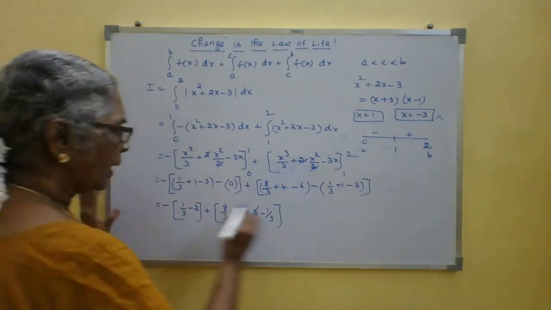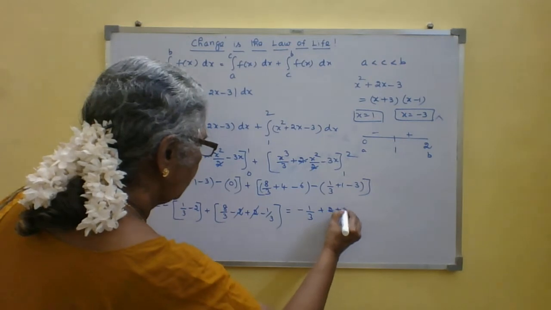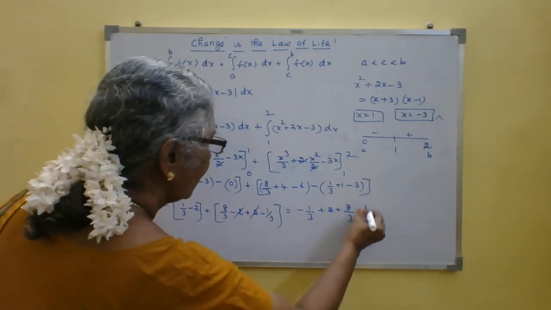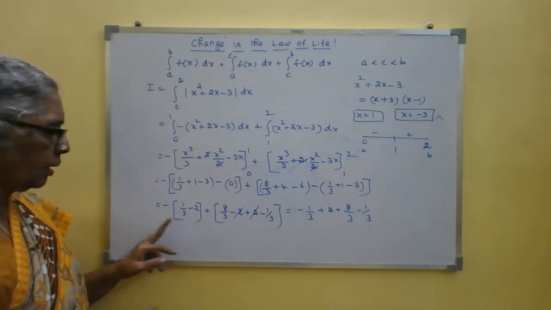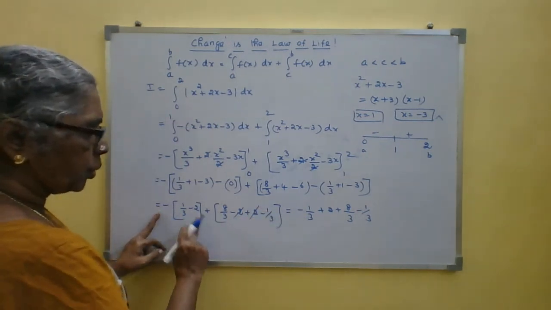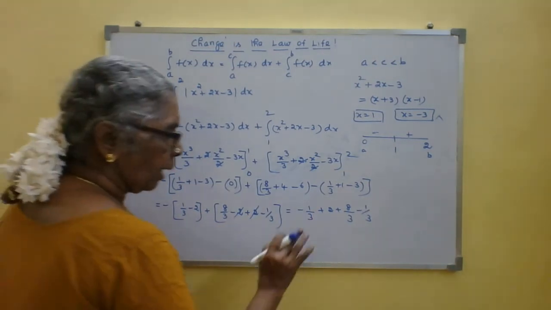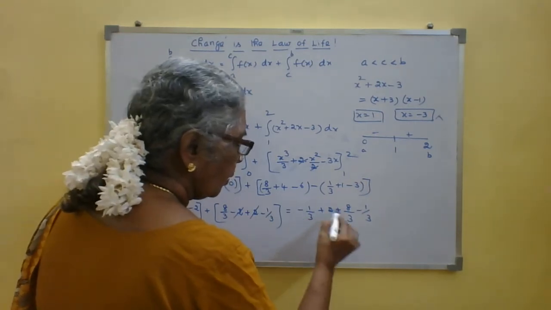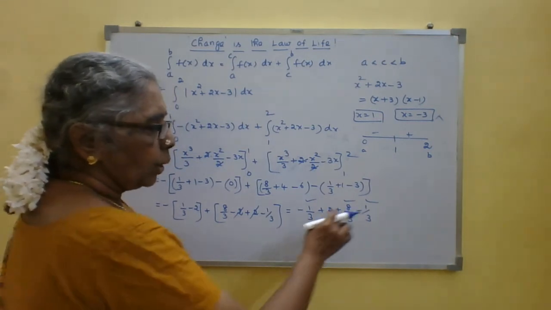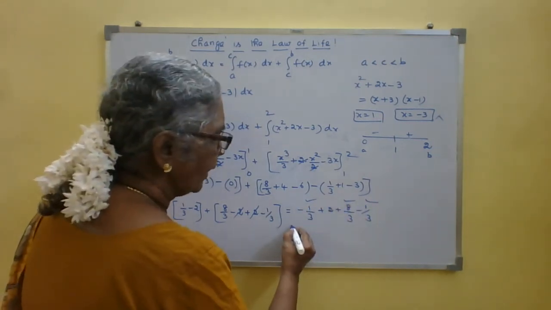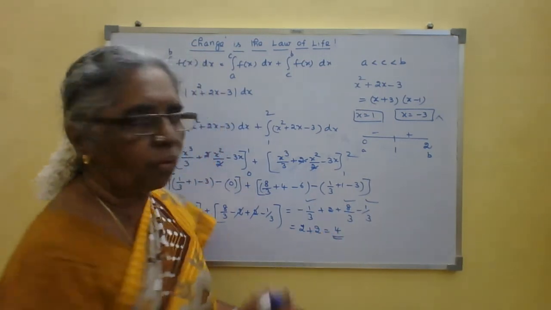Okay. So now let us write everything properly. Minus 1 by 3 plus 2 plus 8 by 3 minus 1 by 3. Okay. So here it is minus 1 by 3 plus 2. Here plus 8 by 3, then minus 1 by 3. So now you take this, because you have a 3 in the denominator. You have plus 8 and minus 2. So you will get 6 by 3, which is 2. Here you have a plus 2. So the answer is 4.